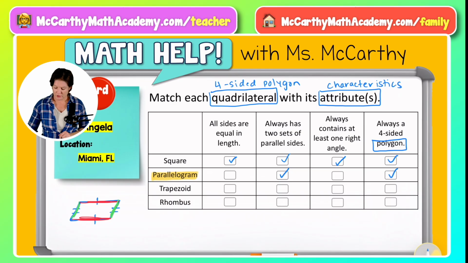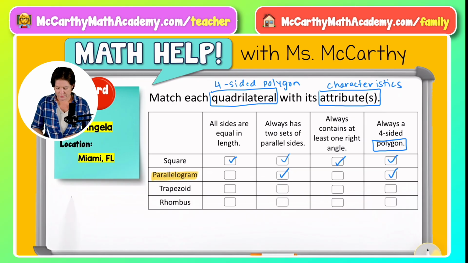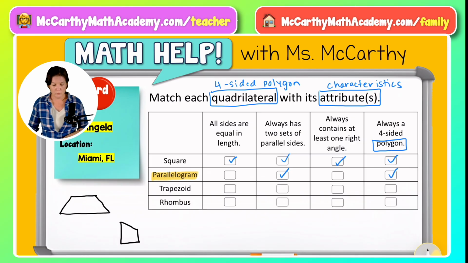Yes. All right, moving on to trapezoid. When students see trapezoids, they usually look like this, or this would be another example right here. What makes a trapezoid is that it must have at least one set of parallel lines. At least one set of parallel lines. Okay, so are all the sides equal in length? No, a trapezoid does not have to have all sides equal in length.